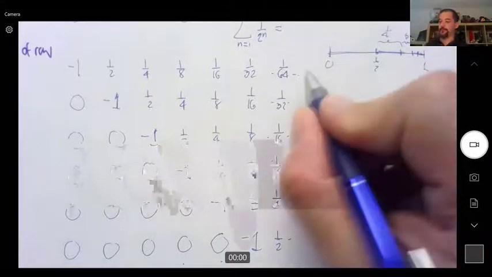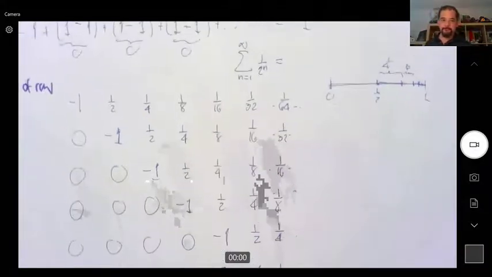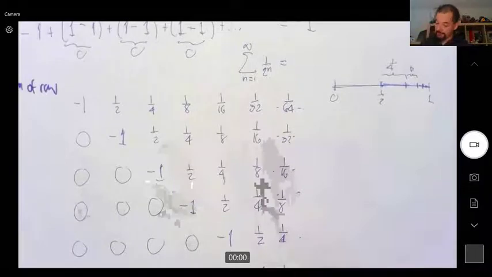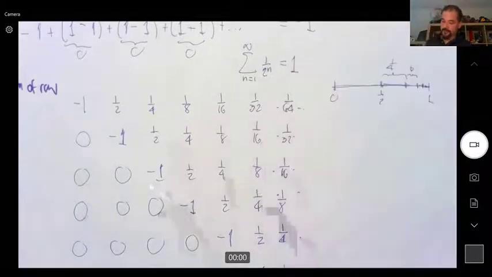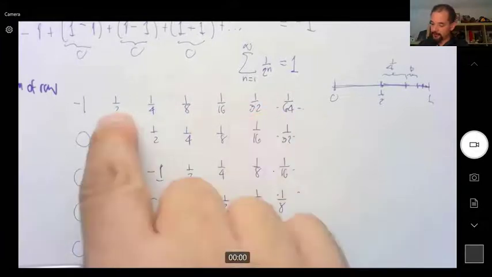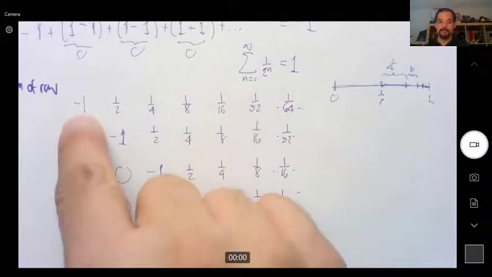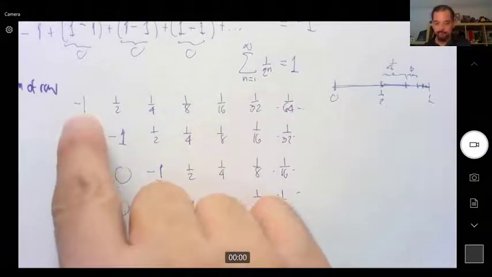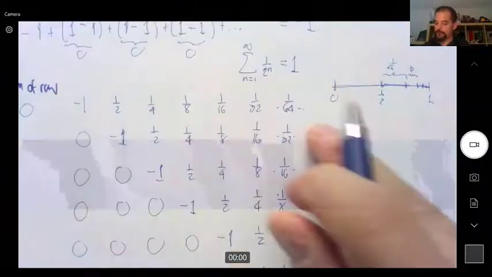What is the sum of all of it? 1. Yeah, it is 1. That's a geometric sum, and it is 1. So all of these numbers add up to 1, but then you put the -1, what do you get? 0. Yeah, so this row adds up to 0.